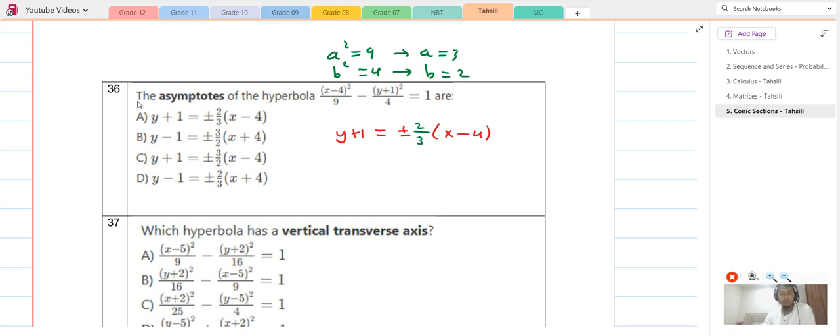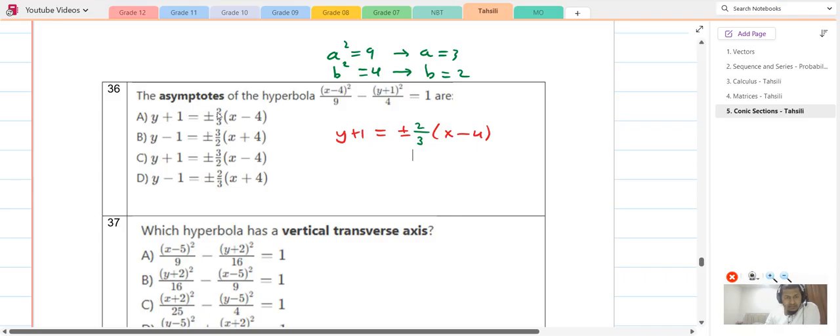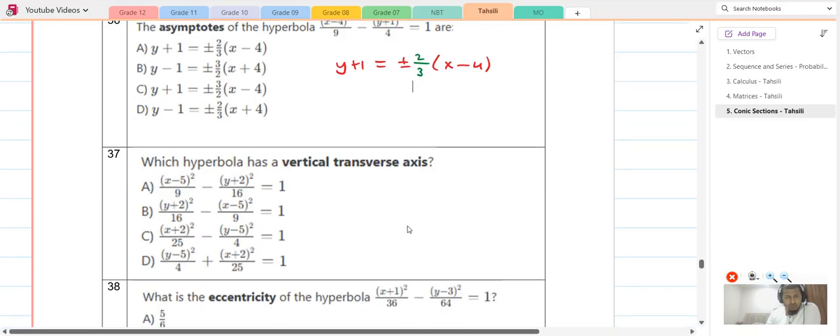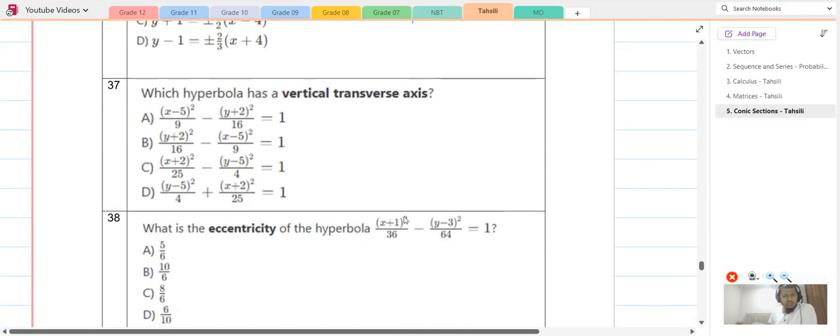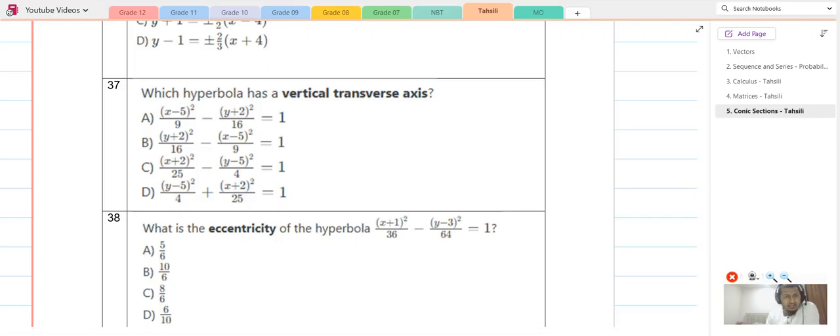Right? So y plus 1 equals plus or minus 2 over 3 (x minus 4). Right, so option number 1. Which hyperbola has a vertical transverse axis? Vertical transverse axis, which one? It can't be this one because this is horizontal. X is horizontal, y is vertical, so that's vertical, right?